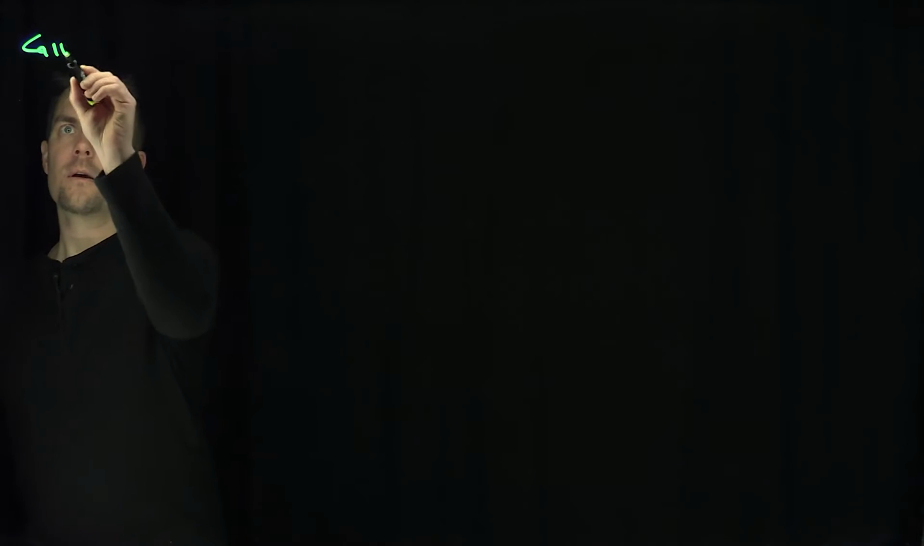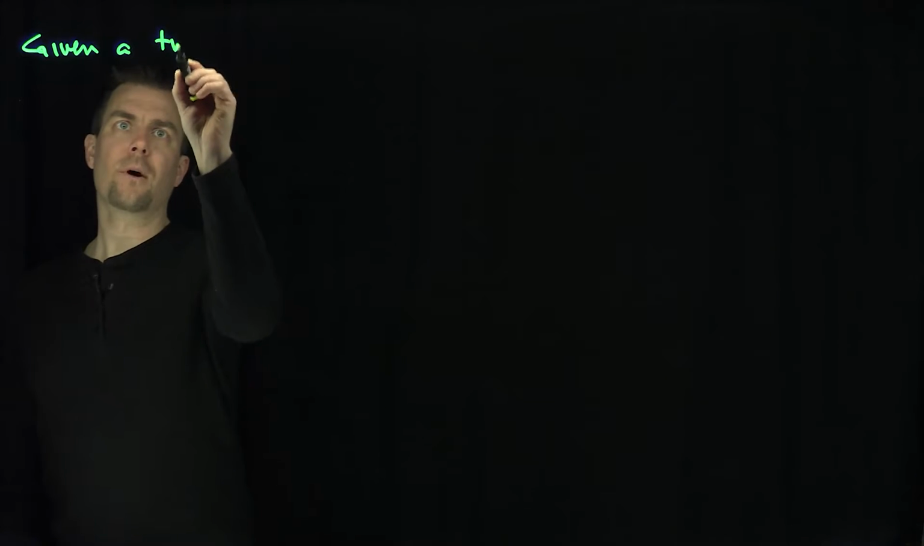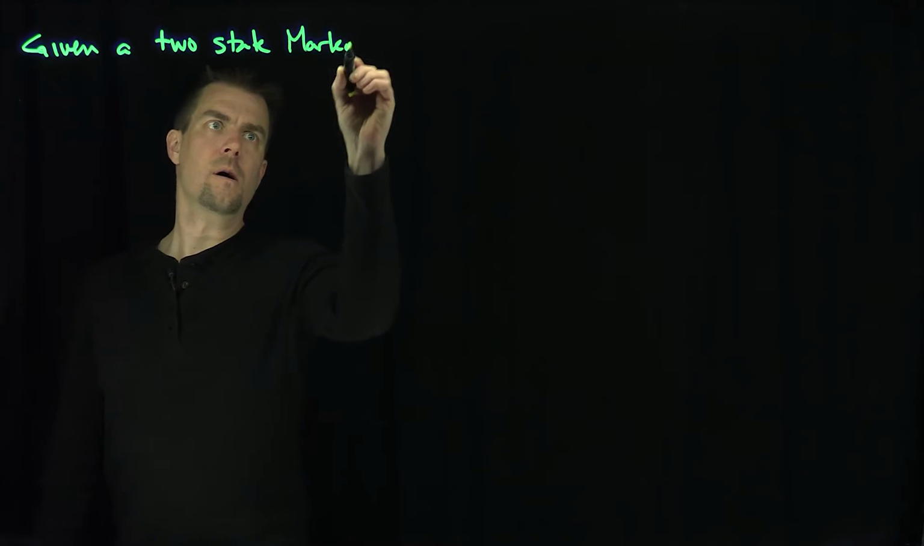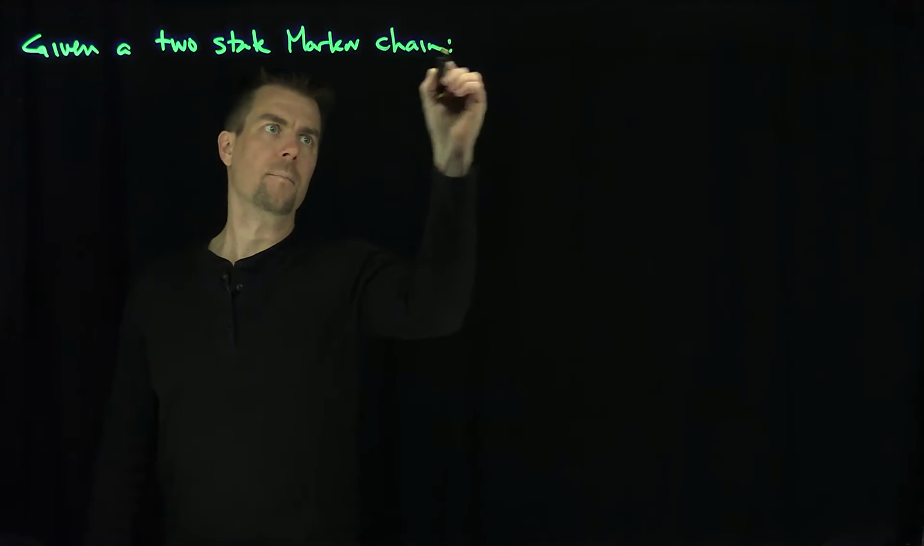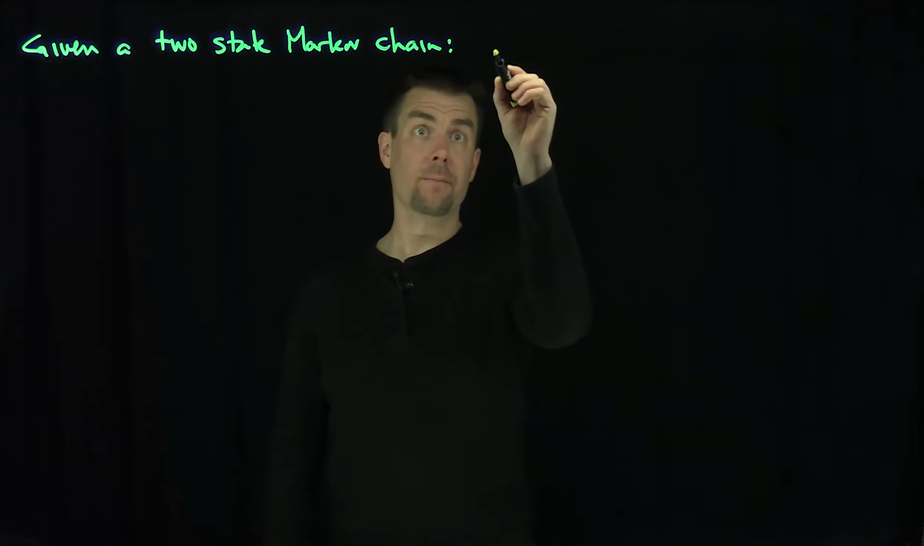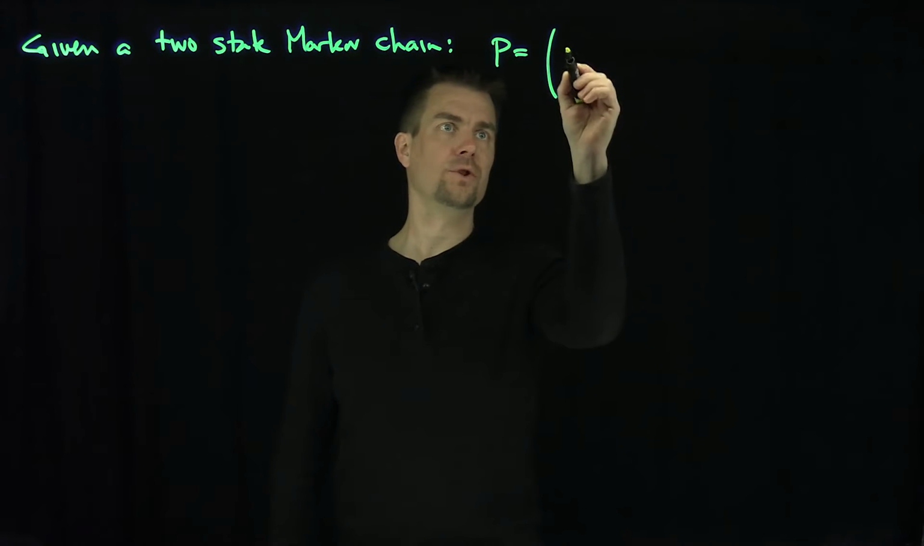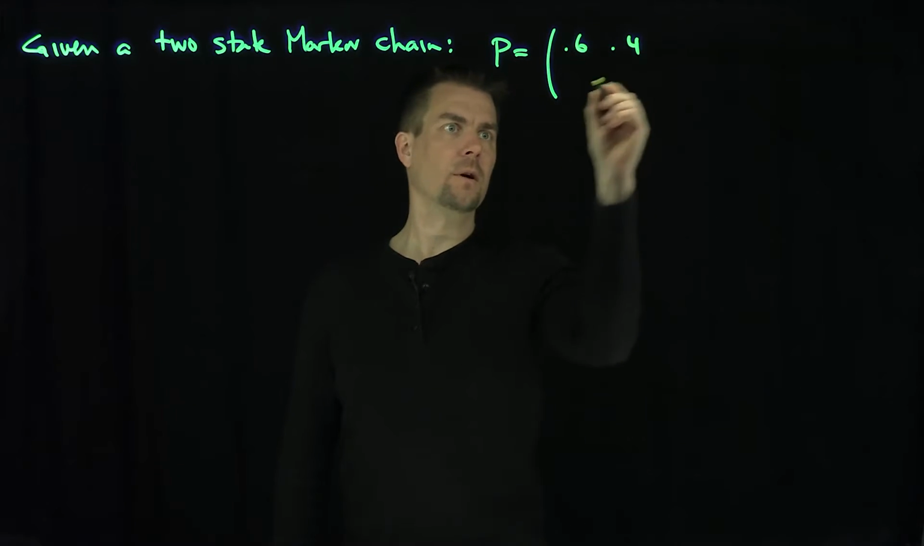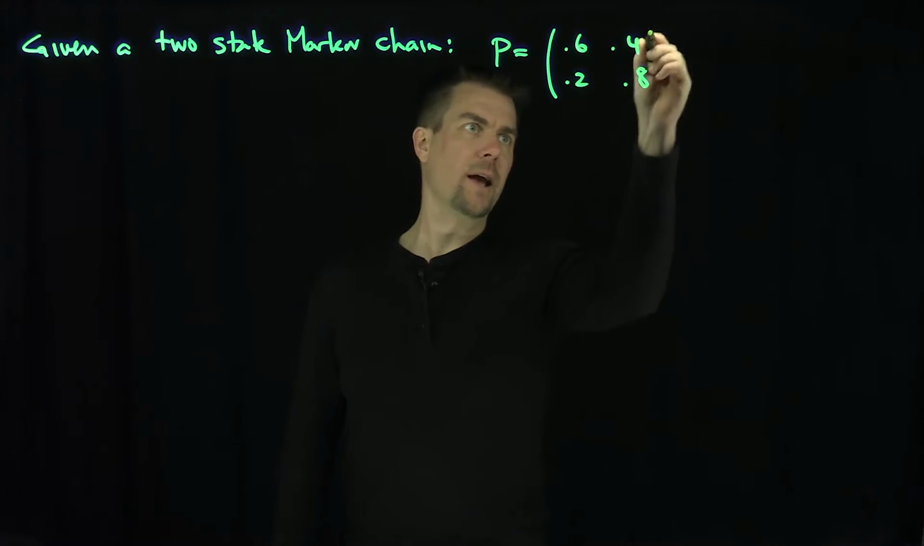Hello students, in this video we'll see an example of finding the long-time equilibrium state of a two-state Markov chain. Let's be given a two-state Markov chain. The two-state Markov chain has matrix P, which is going to be 0.6, 0.4, 0.2, and 0.8, right?